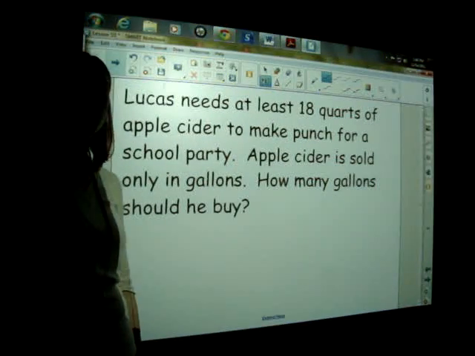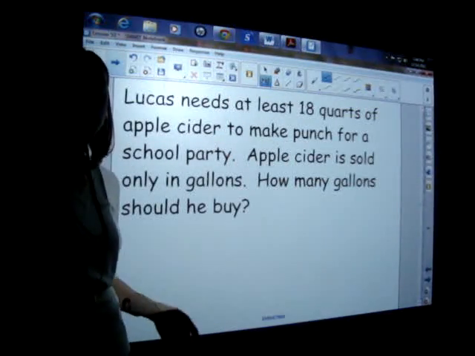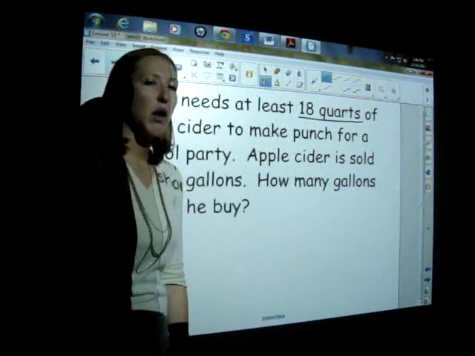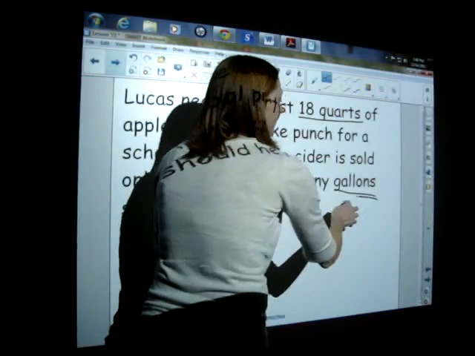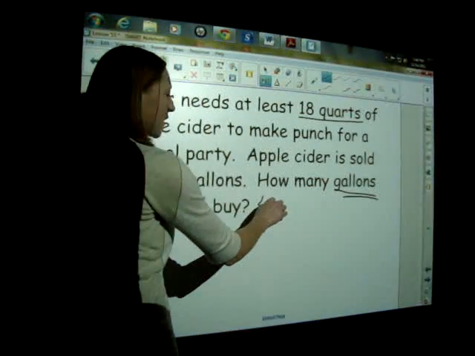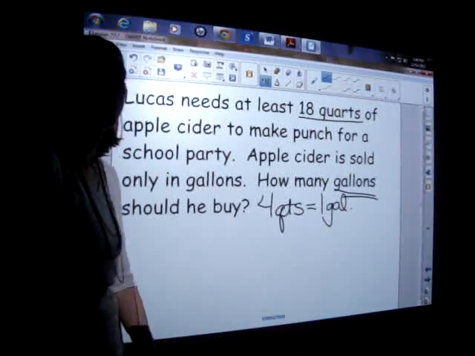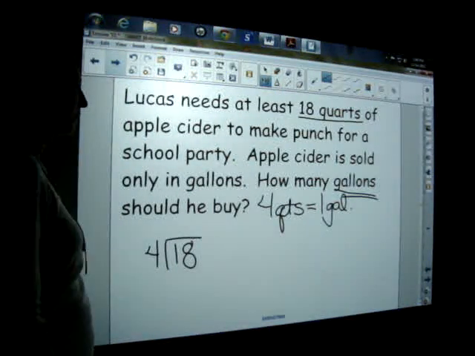Right. On this one, we're going to work with compatible numbers and thinking about numbers that are close to what we have that would be easy to work with. Lucas needs at least 18 quarts of apple cider to make punch for a school party. Apple cider is sold only in gallons. How many gallons should he buy? We'll have to think, what do we know about quarts and how many quarts are just in 1 gallon? Because we're talking gallons. Well, there are 4 quarts in 1 gallon. So we're going to take 18 and divide that by 4.